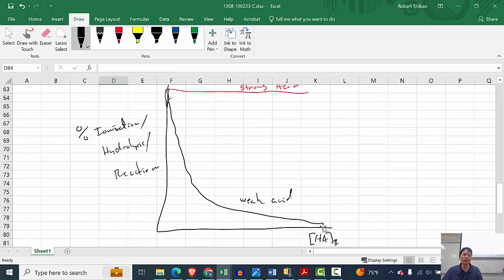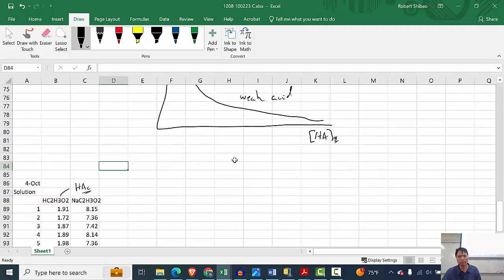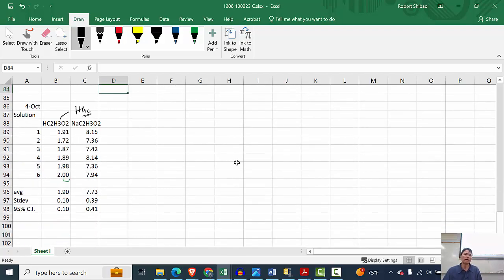So HA will have variable ionization depending on the concentration, but they're all kind of small, unless we get to infinite dilution. But if we're looking at infinite dilution, then the solution doesn't have much practical use. All right, any questions on acetic acid?